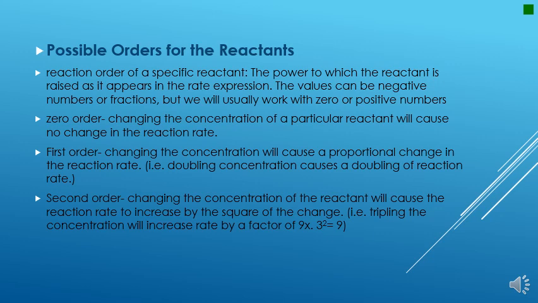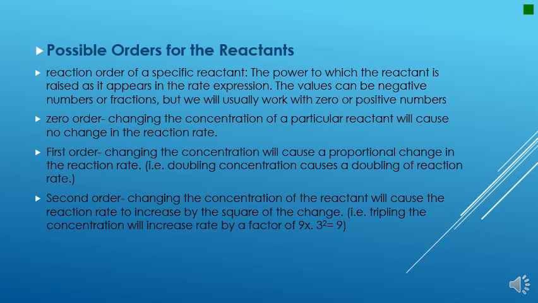So for the orders, the exponents that we're raising the concentrations of our reactants to, they can have a number of different values. They can be negative values, they can be fractions, but typically we're only going to work with first, second, and zero order reactants. When we talk about a zero order reactant, this is going to be a reactant whose concentration changing has no impact on the reaction rate at all.